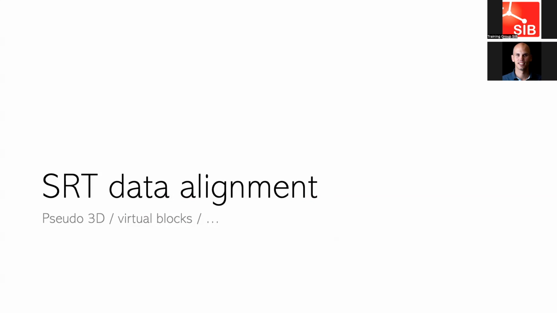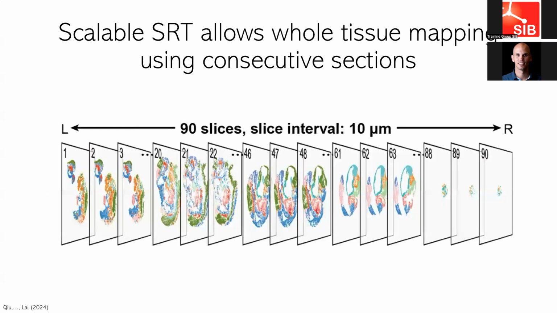The first one is about data alignment. Some people call this pseudo 3D or virtual blocks, or I don't know what other name they will come up with in the coming years. But the idea is simple: you have a tissue and you're interested in the 3D organization of the tissue. Most of the spatial protocols that we have are 2-dimensional, right? So you can just do consecutive sections or multiple sections. Here, for example, you can do 90 slices, and then the aim is that you align them into one 3-dimensional volume at the end.